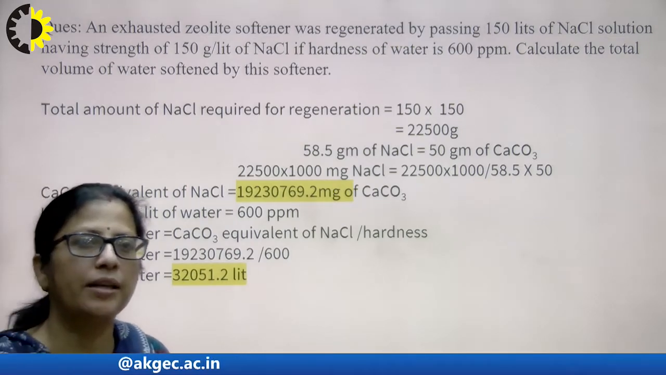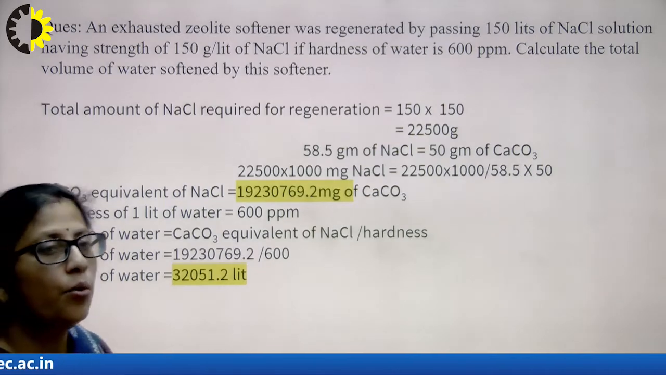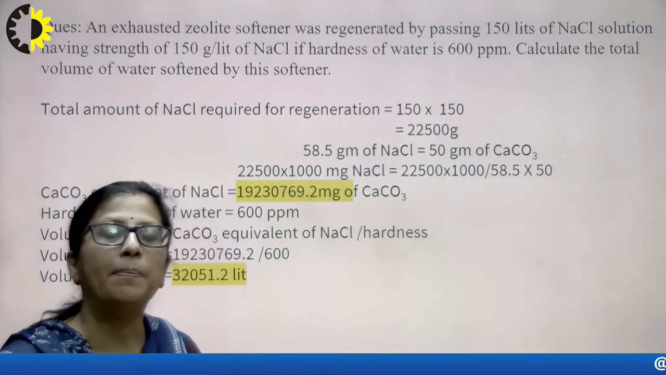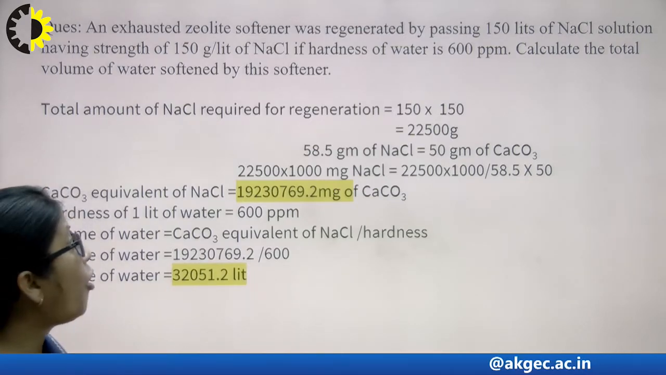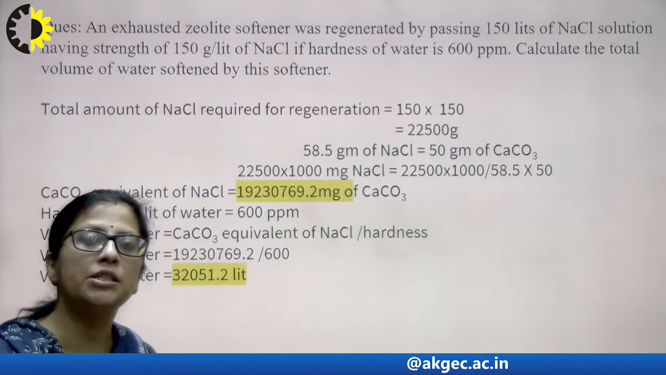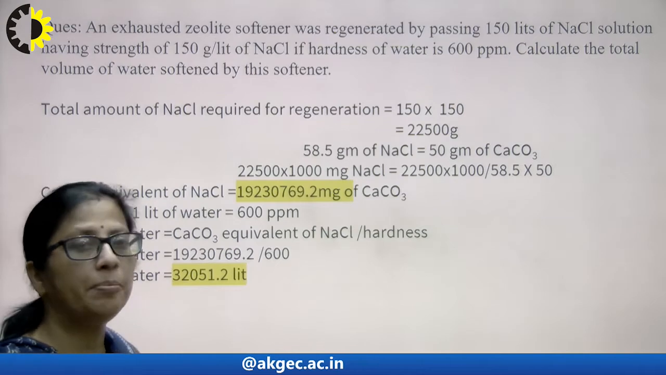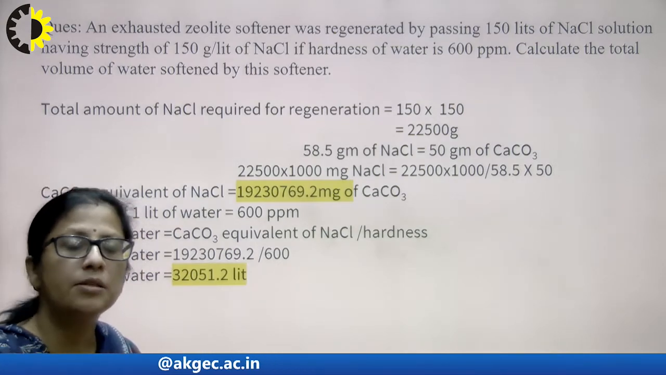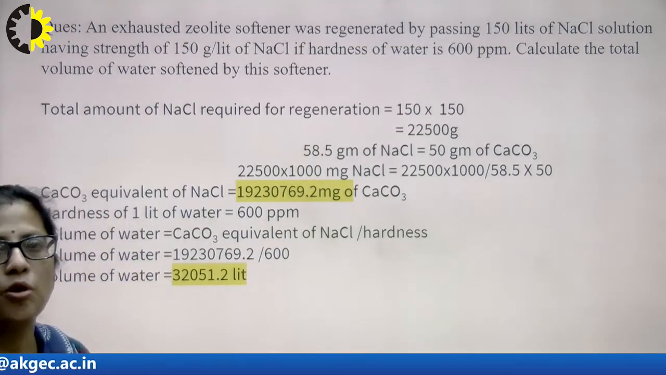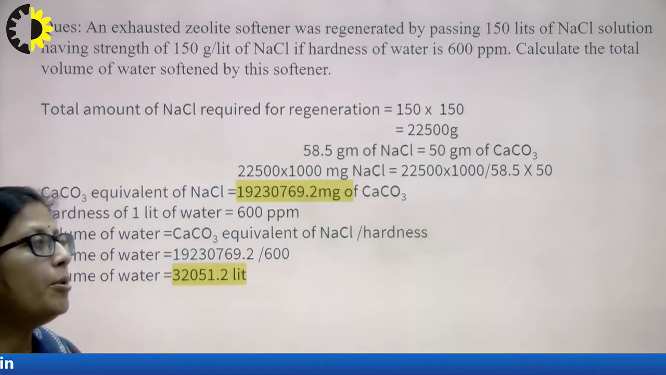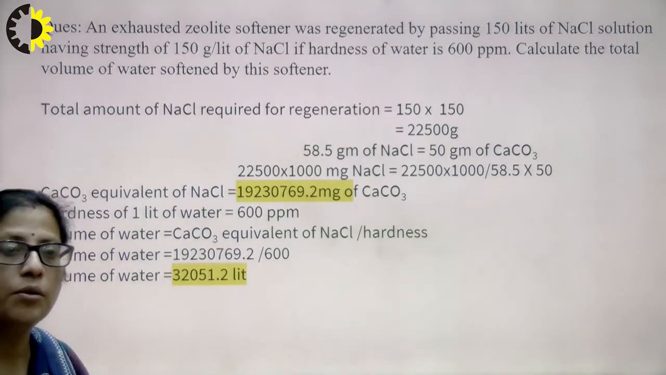Coming to the next numerical. An exhausted zeolite softener was regenerated by passing 150 liters of NaCl solution having a strength of 150 gram per liter of NaCl. If the hardness of water is 600 ppm, that is 600 milligrams per liter, calculate the total volume of water softened by this softener. How much water had I passed through this zeolite? I had to calculate the volume.